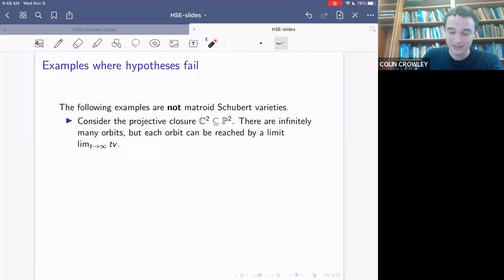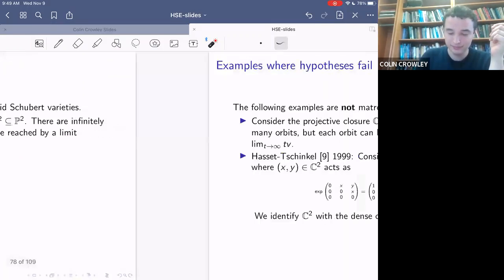So of course, there's the usual projective closure of C inside of P^2. And as I mentioned before, this is going to have infinitely many orbits. However, it is true that every point in P^2 can be reached by the limit of a vector v. So one condition succeeds, the other fails.